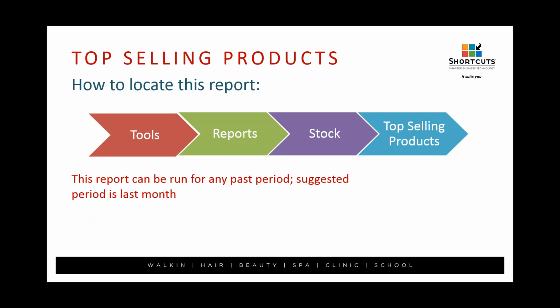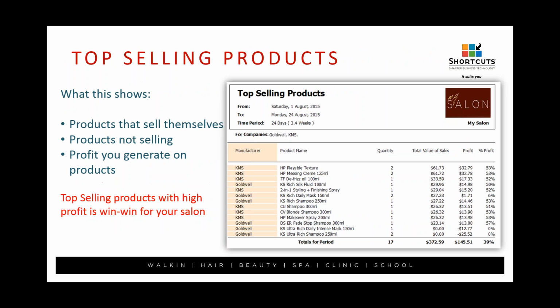All right, so the top selling product report: how to locate this report. In the tools menu, you go to reports, you go to either the stock or the inventory section, and then the top selling product report. This report can be run for any past time period. We would generally suggest running it for the last month or maybe even the last quarter, so you can see which products are selling. Here, if we go next, we can see what this report shows us.